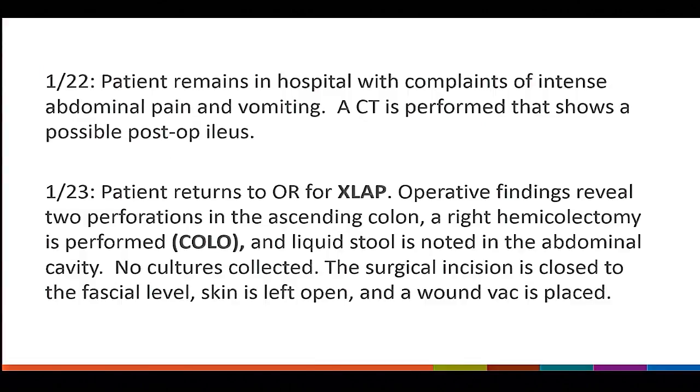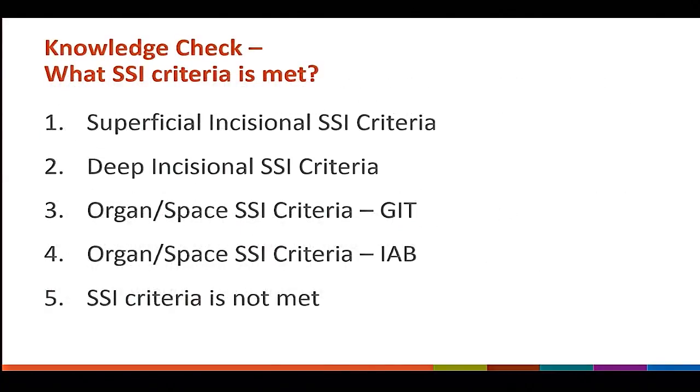Okay, now 1-22, this poor patient remains in the hospital with complaints of intense abdominal pain and vomiting. A CT is performed that shows a possible post-op ileus. On 1-23, the patient returns to the OR for an X-lap. Operative findings reveal 2 perforations in the ascending colon, a right hemicolectomy is performed, so a COLO is performed, and liquid stool is noted in the abdominal cavity. No cultures are collected. The surgical incision is closed to the fascia level, skin is left open, and a wound vac is placed. What SSI criteria is met?